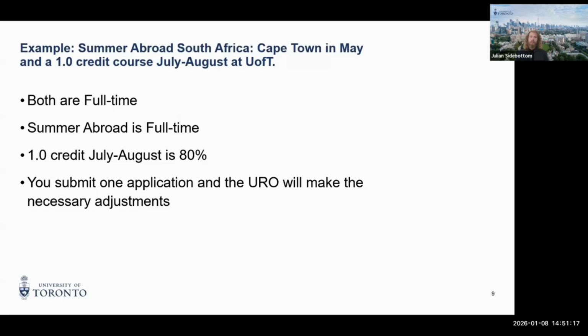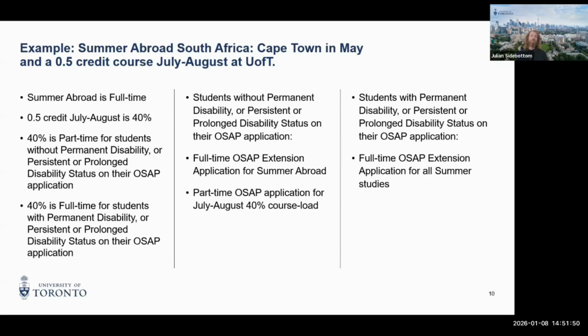In this example, we have a summer abroad course in May that's worth 1 credit, and 1.0 credits worth of regular U of T courses in July-August. So both would be considered full-time. The summer abroad is full-time. 1 credit July-August is considered 80% course load by OSAP. You would submit 1 application, and my office would make the necessary adjustments to reflect that and meet the OSAP criteria.